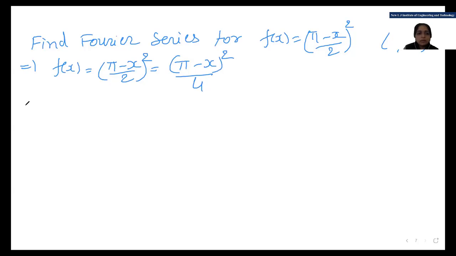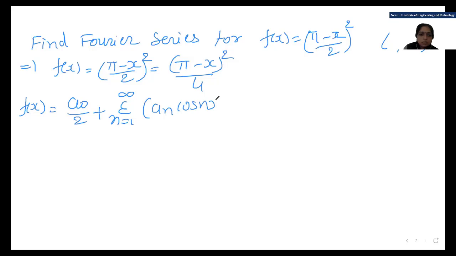Okay. And the formula of the Fourier series is f of x is equal to a0 by 2 plus summation n equals 1 to infinity of an cos nx plus bn sin nx, right?